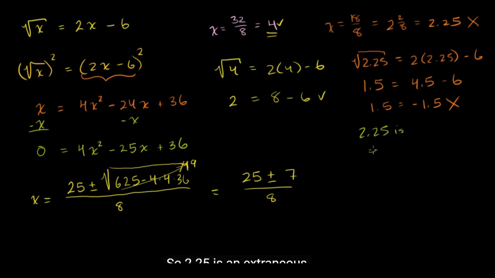So 2.25 is an extraneous solution. Now, here's the conundrum. Why did we get 2.25 as an answer? It looks like we did very valid things the whole way down, and we got a quadratic, and we got 2.25, and there's a hint here, right? When we substitute 2.25, we get 1.5 is equal to negative 1.5. So something we did gave us this solution that doesn't quite apply over here.